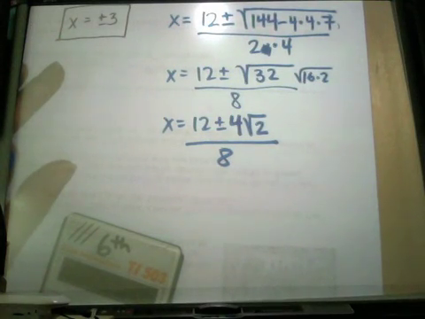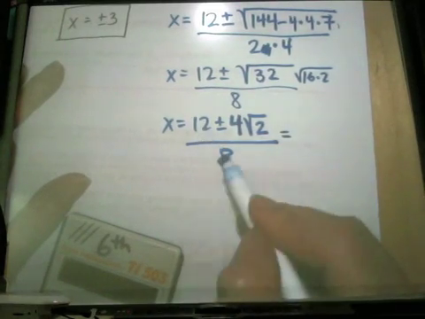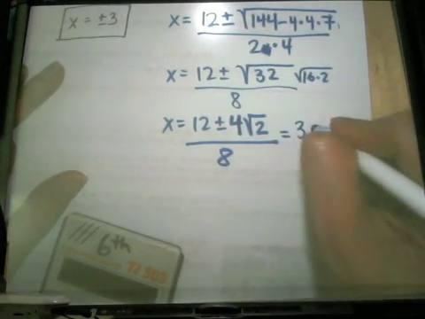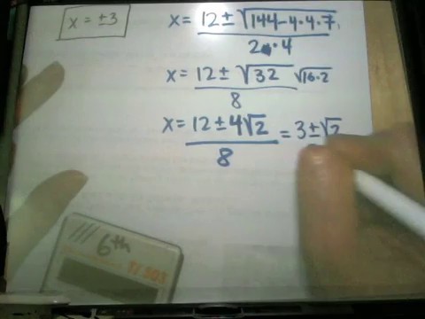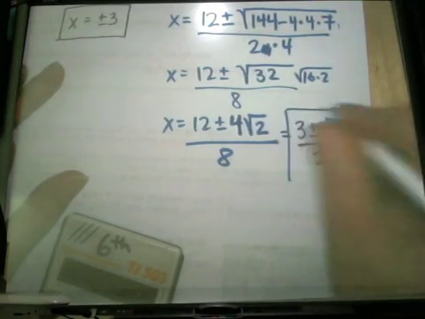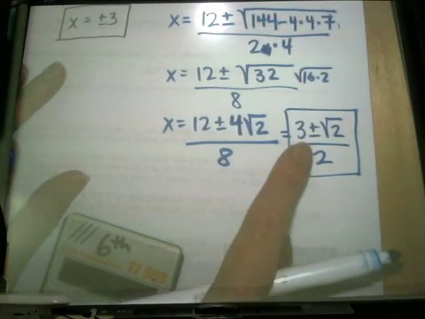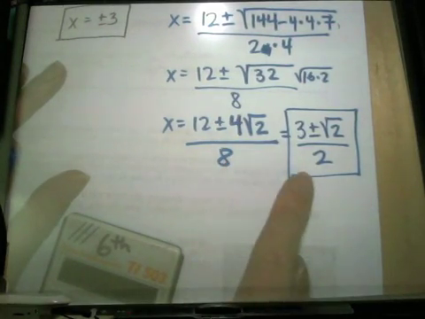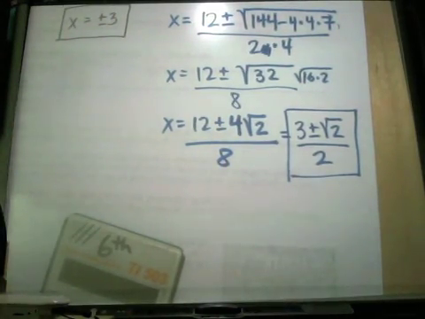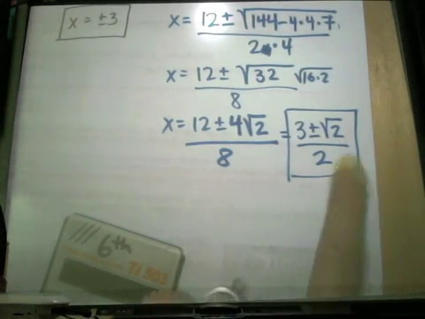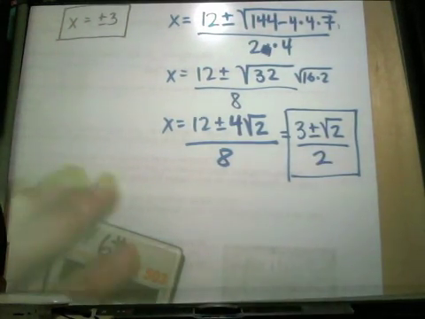Final step on this one: the 12, the 4, and the 8 all share a factor of 4. If I divide all those whole numbers by 4, 12 divided by 4 is 3, 4 divided by 4 is an invisible 1, and 8 divided by 4 is 2. Simplify it down as much as you can, leaving the irrational square root.